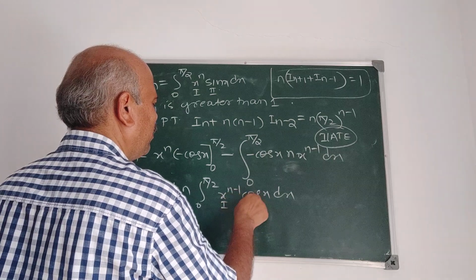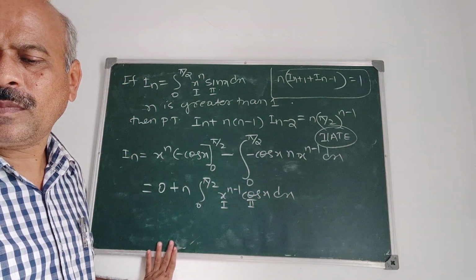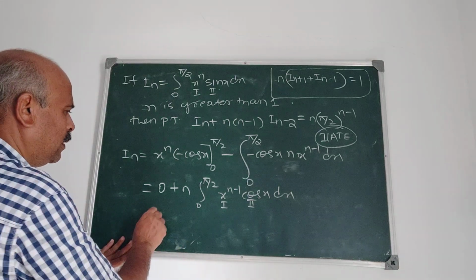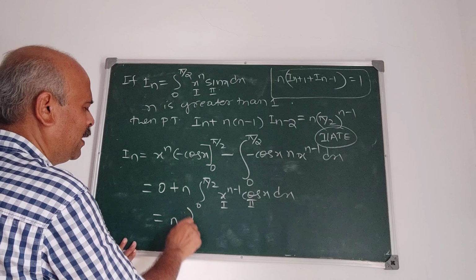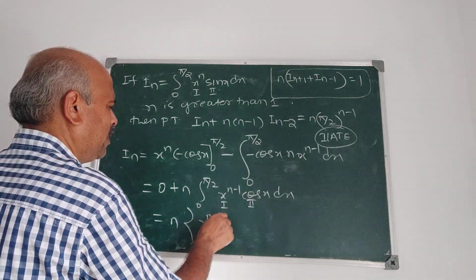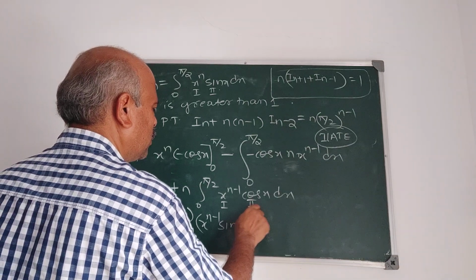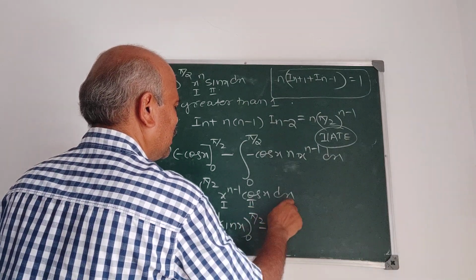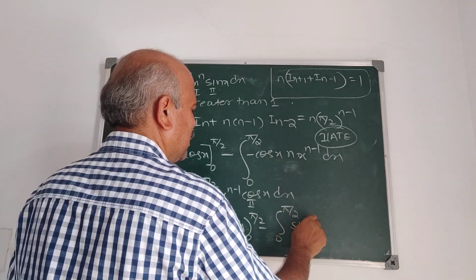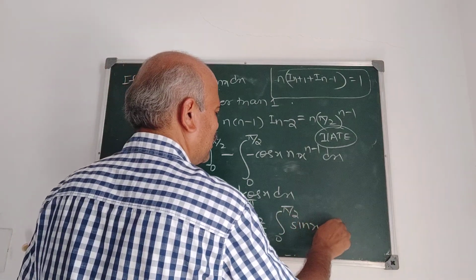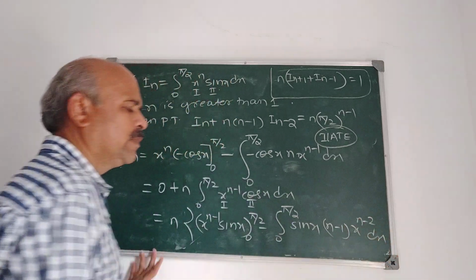Again you have to apply by parts. What do you get? First function x raised to n minus 1 into sin x from 0 to pi by 2, minus integration 0 to pi by 2 sin x into differentiation of x raised to n minus 1, that is n minus 1 x raised to n minus 2, with respect to x.